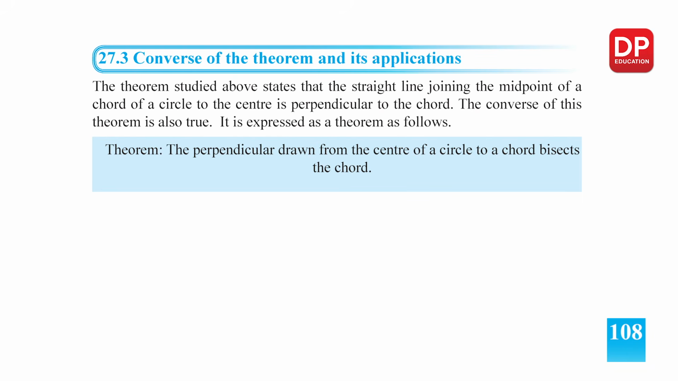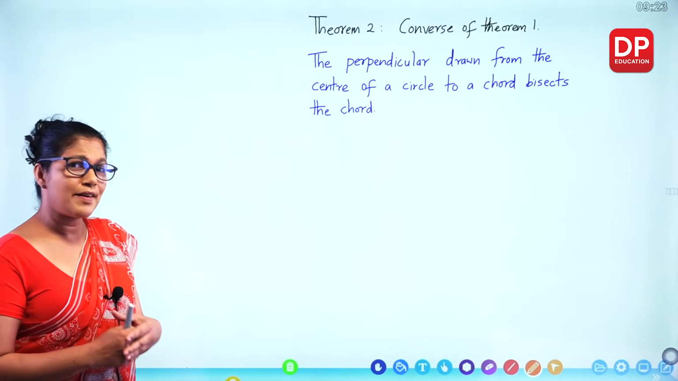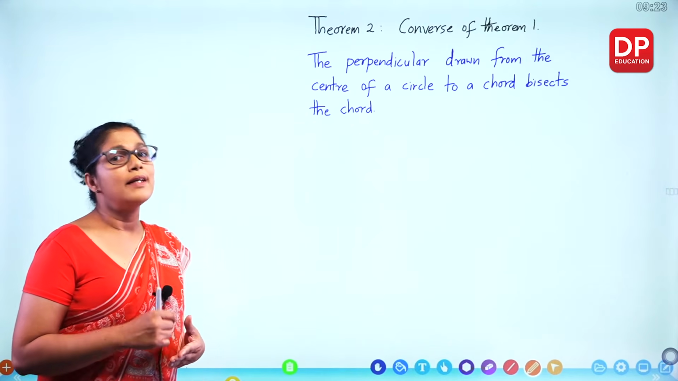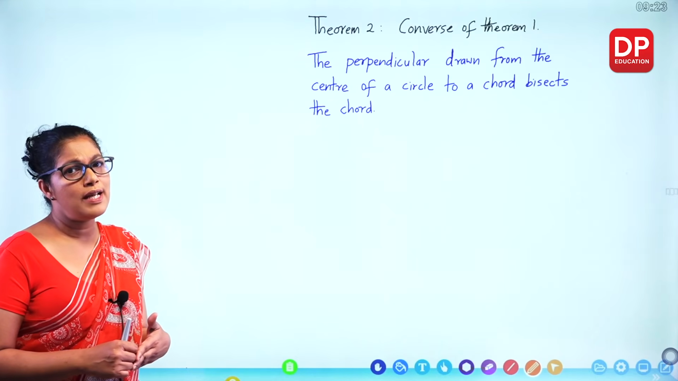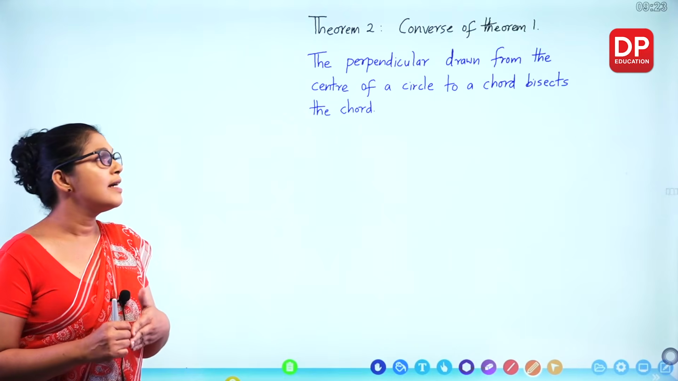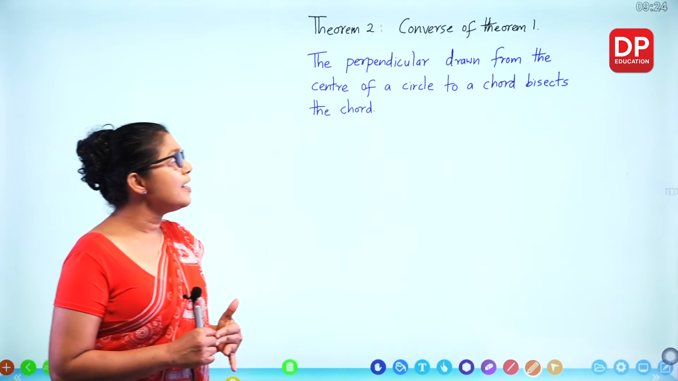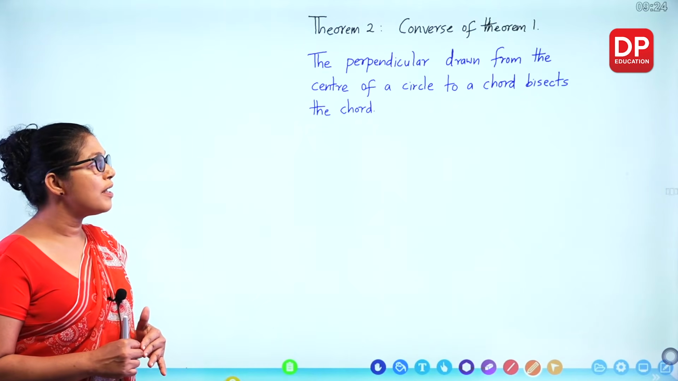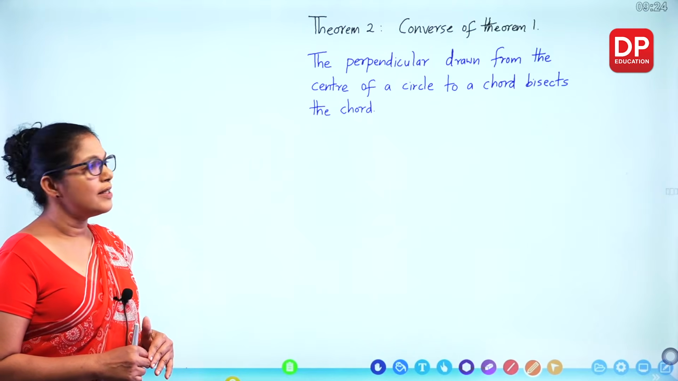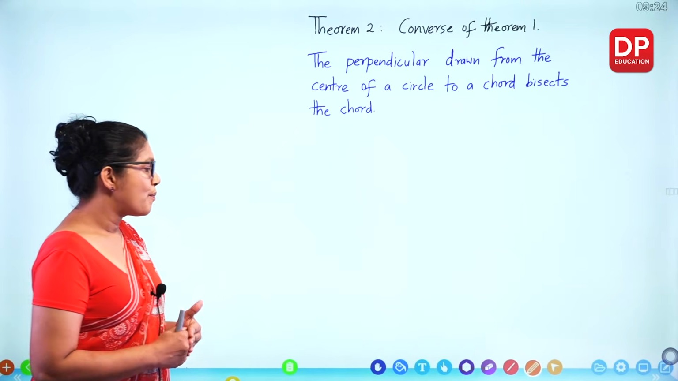Now we'll look at theorem number 2. So that's the converse of theorem number 1. So what is theorem number 1? We said the line joining the center to the midpoint of the chord is perpendicular to the chord. Now the converse is: the perpendicular drawn from the center of the circle to a chord bisects the chord. So we'll take this theorem and try to prove.